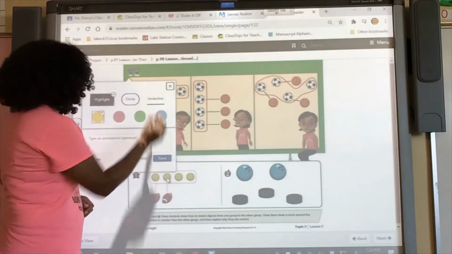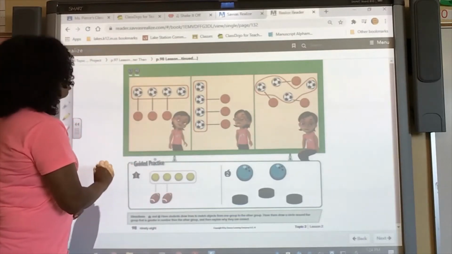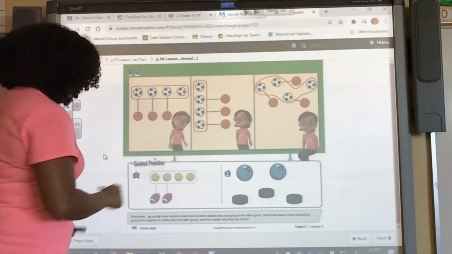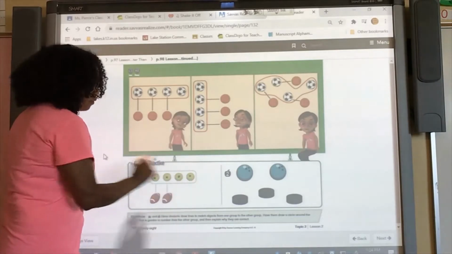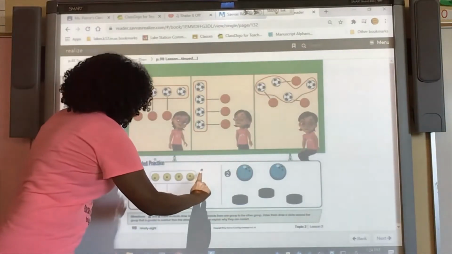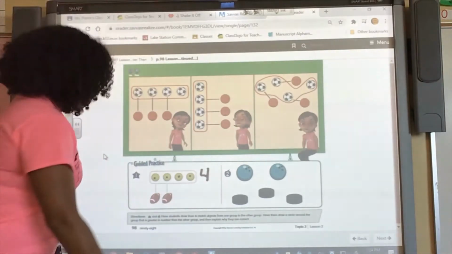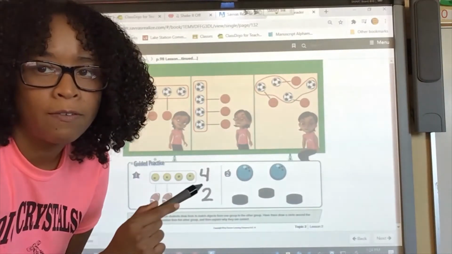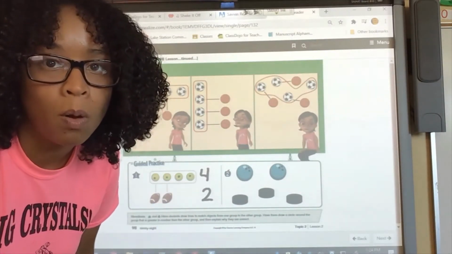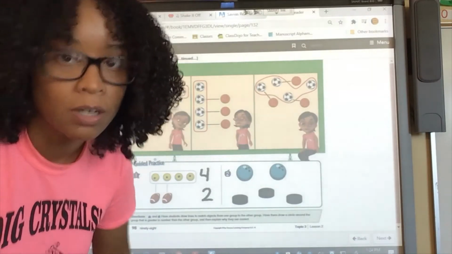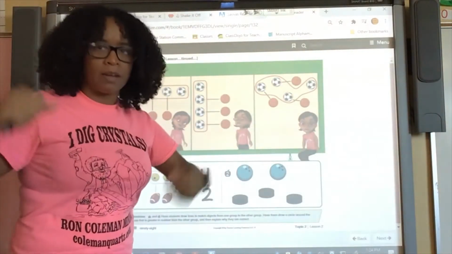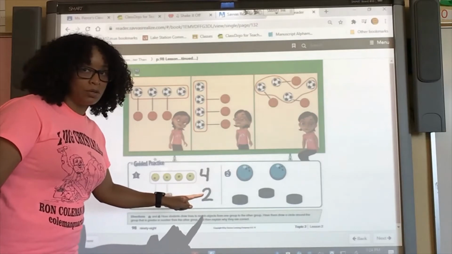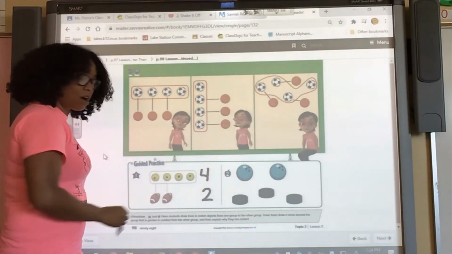1, 2. Hold on. Okay, I gotta use my finger because my pen's not working right now. All right, so 1, 2, 3, 4. There are 4 tennis balls. Let's count the footballs. 1, 2. So if I told you the numbers 4 and 2, which one would you tell me is more or bigger or greater? Greater meaning it's more, it's bigger, that number is bigger than the other one. You would tell me that 4 is greater than 2. So there are more tennis balls than there are footballs.